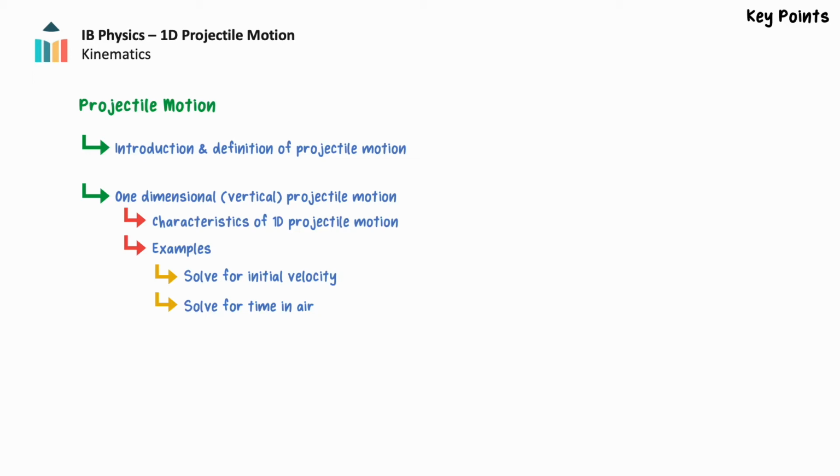In this video, we'll introduce and define projectile motion, then explore one-dimensional projectile motion in detail. We'll examine the characteristics of the trajectory of one-dimensional projectiles, and will then apply this theory to two examples, solving for the projectile's initial velocity and the projectile's time in the air.